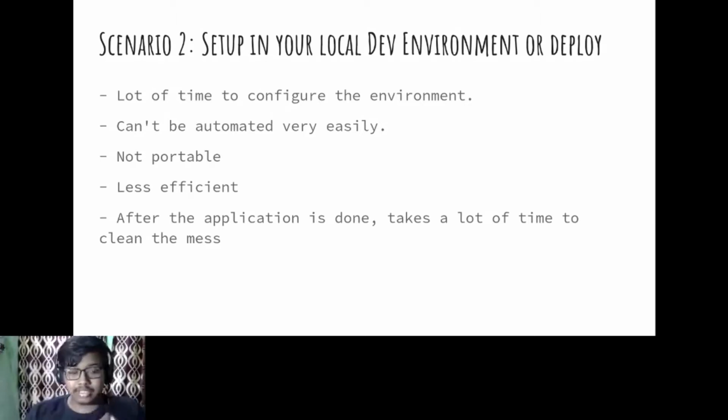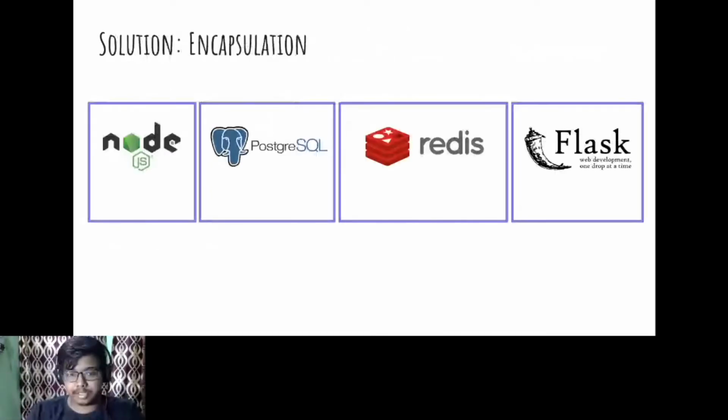So these are the difficulties that came up, and that's why developers from all around the world came up with a solution, which is something called encapsulation. You might have heard this term in object-oriented programming. What we do in this concept is imagine individual capsules, and each capsule has its own framework, kind of like an ecosystem: one capsule for Node, one for Postgres, one for Redis, and one for Flask.